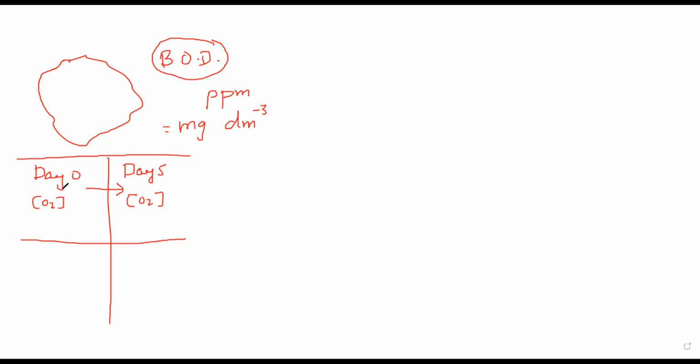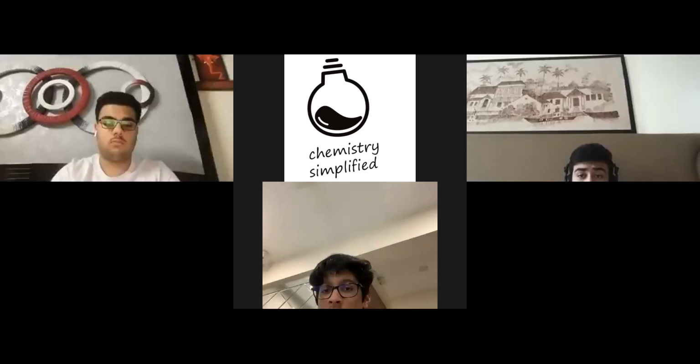So the task right now is to determine the concentration of oxygen on day 0 and on day 5. So the question is, how do I determine the concentration of oxygen in that water sample? For that you need to carry out a few reactions, and one of the reactions is a titration. In fact, there are three reactions that you need to carry out, and the last, the third reaction, is the titration equation. So we'll just see the equations.